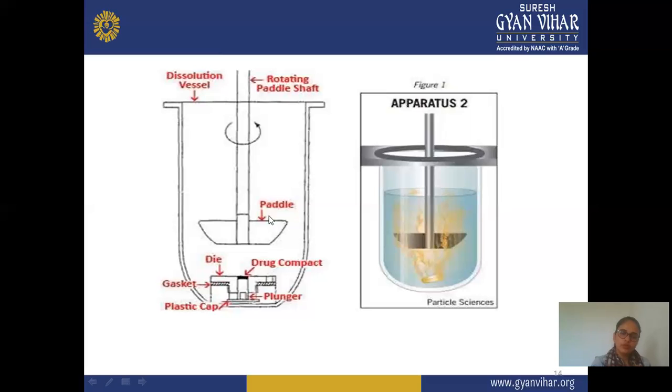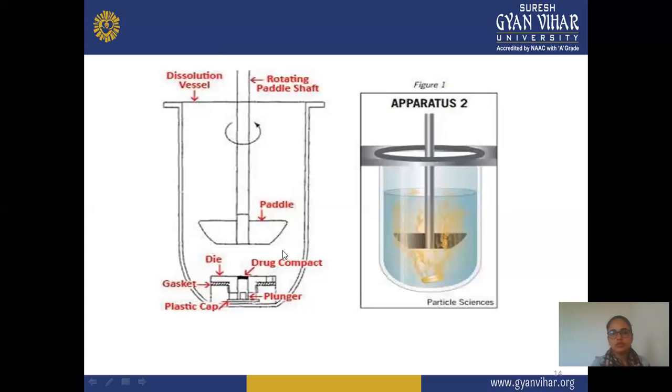After setting, you put in your buffer solution, or the solution that is required for your dissolution. And here is the setup: it has a die, a gasket and a plastic cap, and the drug content is put in this gasket. It is your drug compact or drug formulation. After putting this in, the shaft or paddle rotates and slowly your drug gets released, or it comes in contact with the solution.